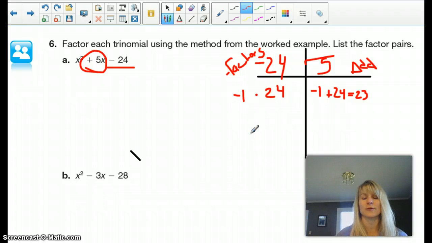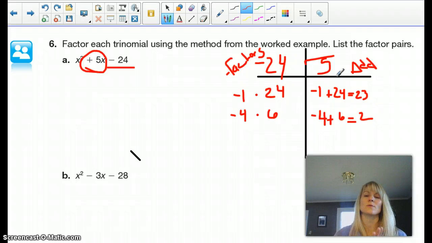We know 6 and 4. So if I do 4 times 6, I want it to equal negative 24. I'm going to make the lower number negative because I want it to add to a positive. And then if I do negative 4 plus 6 here, that will give me an answer positive 2, which again, I need 5, so that's not going to work.